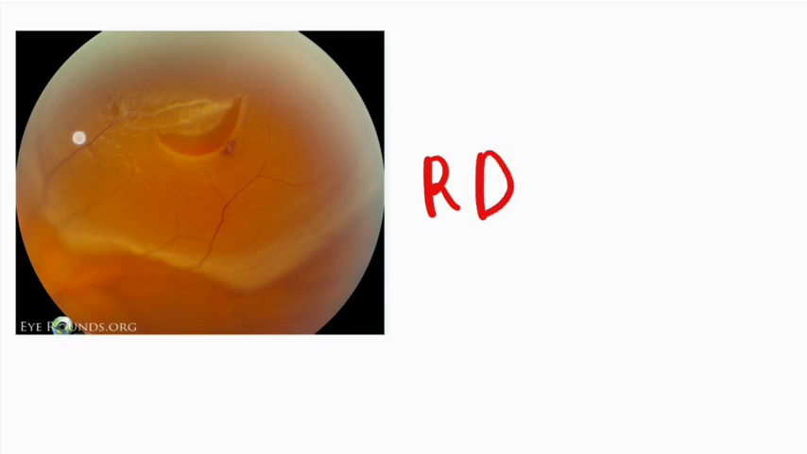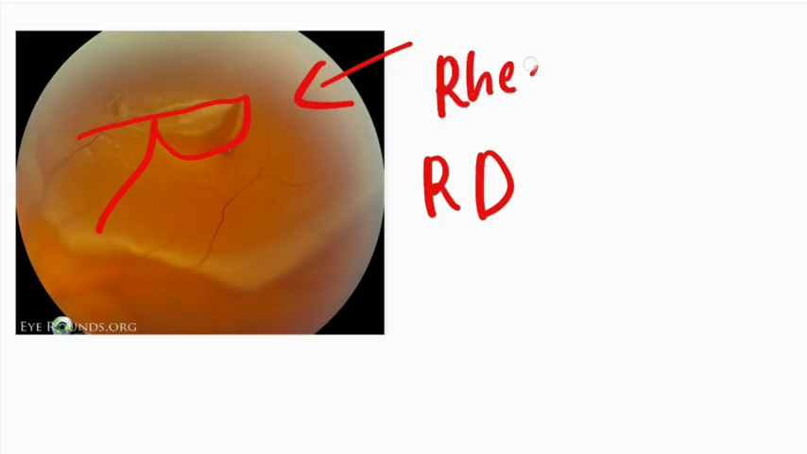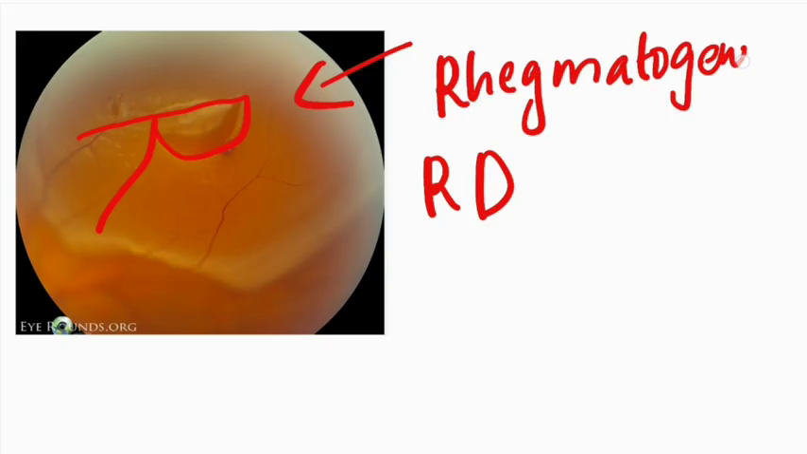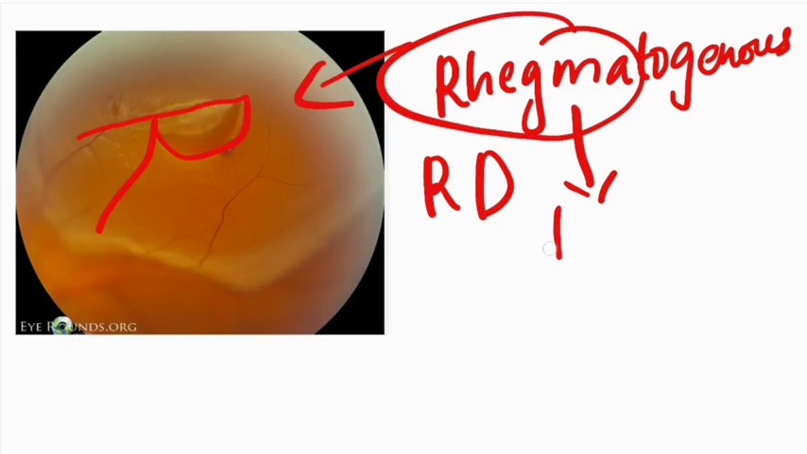From this picture, you will make an R out of this picture. Usually this same picture is what they give. So this is called rhegmatogenous retinal detachment. Now what do you mean by it? Rhegma means a tear or a break, that is the meaning. So here the retinal detachment is occurring because of the retinal tear.